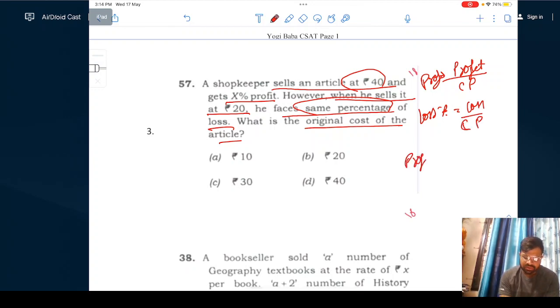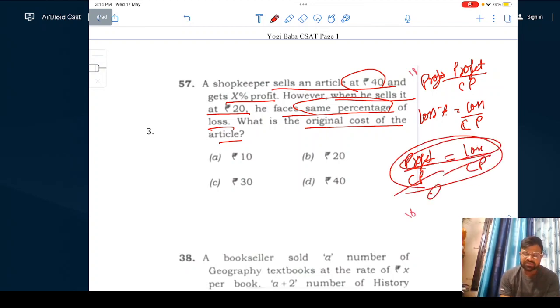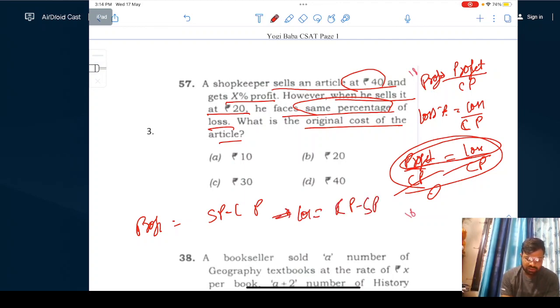So according to the question, profit upon CP is equal to loss upon CP. That means profit is equal to loss. The amount of profit is equal to SP minus CP, and loss is equal to CP minus SP. When you equate these two, one SP is 40 and the other SP is 20. So 40 minus CP is equal to CP minus 20. This will become 2CP is equal to 60. CP is equal to 30.